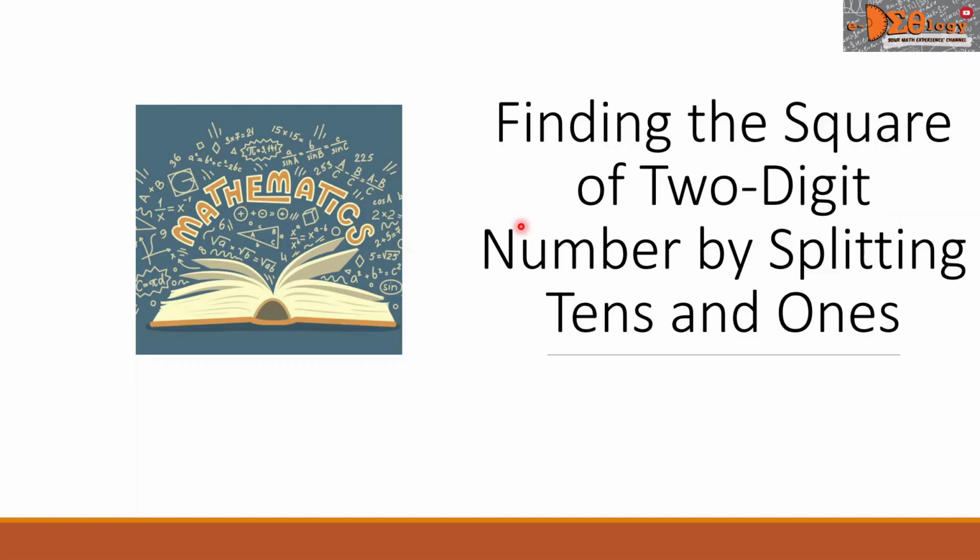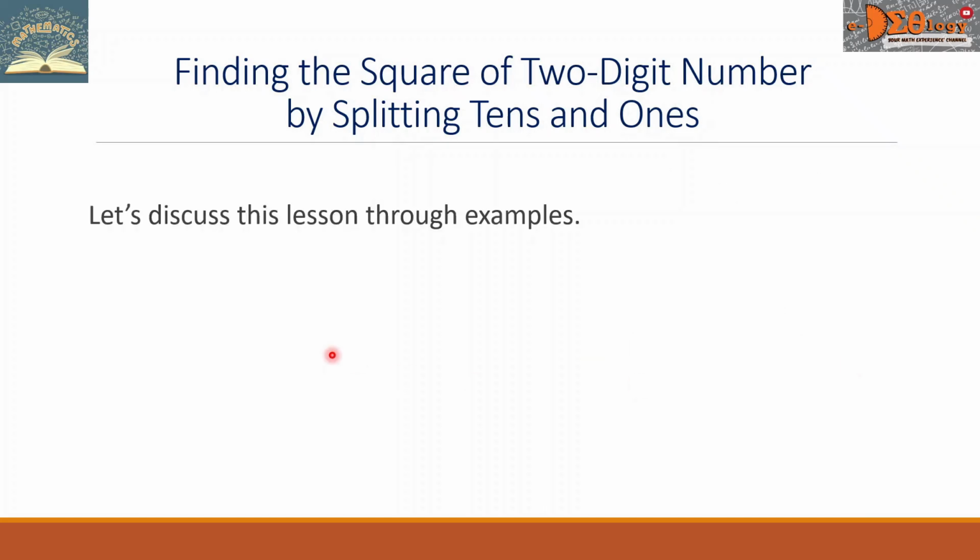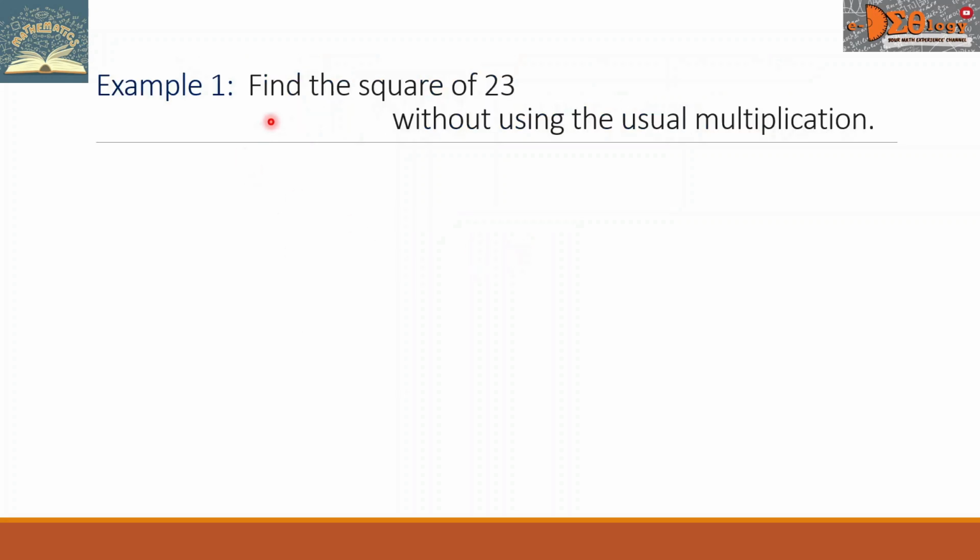Hi everyone. Today we're going to study finding the square of 2-digit number by splitting tens and ones. Let's discuss this lesson through examples. Example 1. Find the square of 23 without using the usual multiplication. So we have here 23 square.